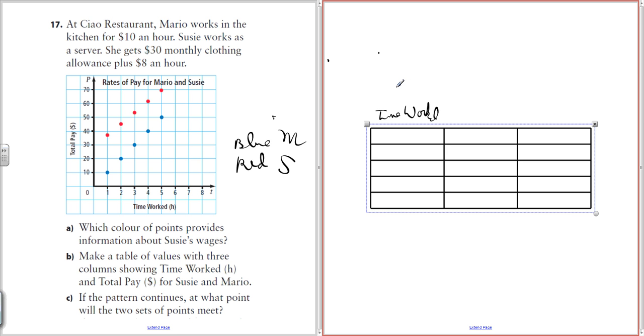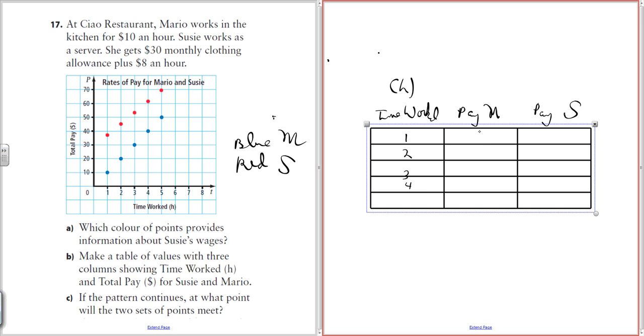Bear with me with my handwriting. That's in hours. Then we'll go total pay. Let's put pay for Mario. And pay for Susie. I know it's messy. Don't stop giving me a hard time. So time worked. Well, let's go with 1 hour, 2 hours, 3 hours, 4 hours, and that should be good enough.